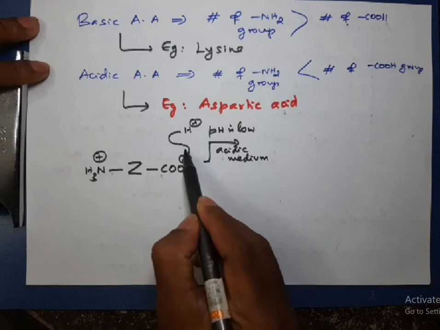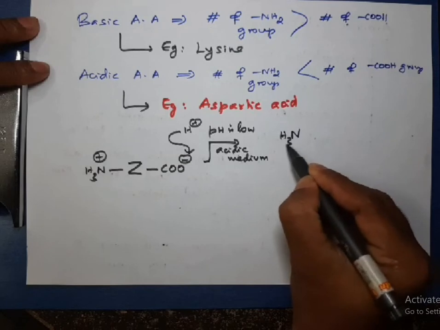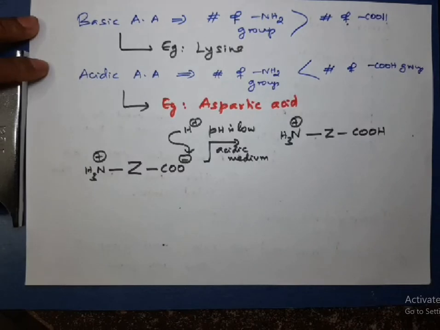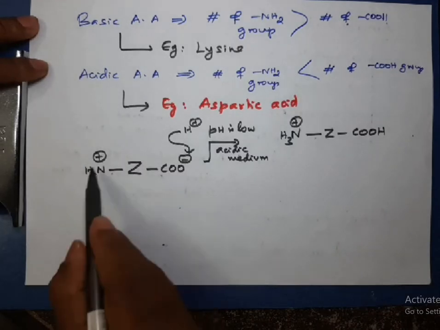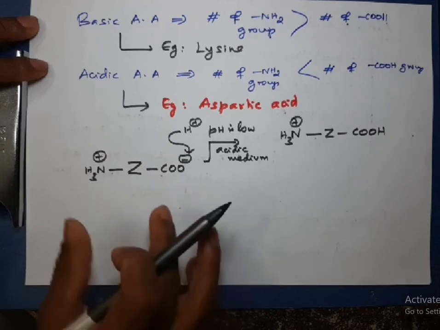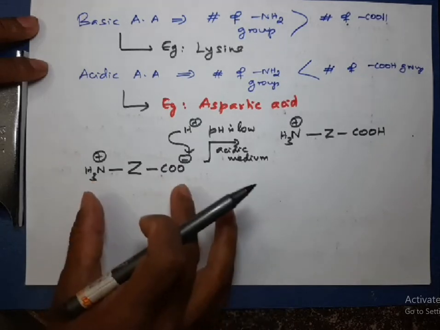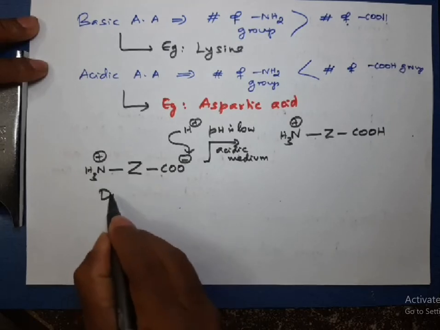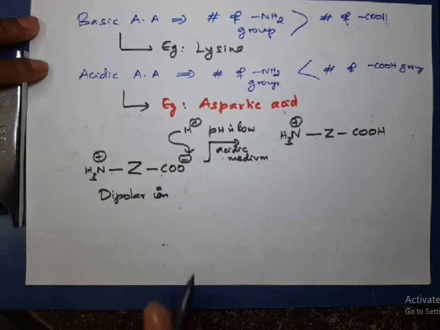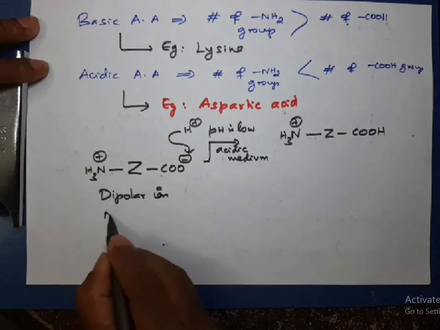So what will happen? This H plus combines with the COO minus, and the amino acid will become like this. Students, observe carefully. In this structure, we have one positive charge and one negative charge. So what is the net charge? Net charge is 0. We call this ion a dipolar ion. A dipolar ion carries a net charge of 0.